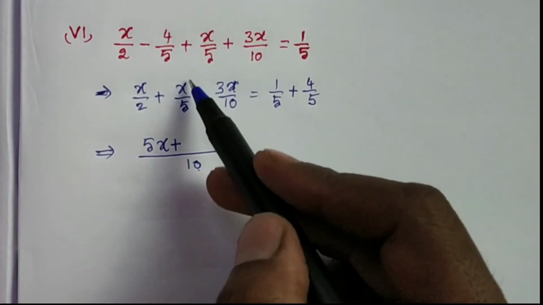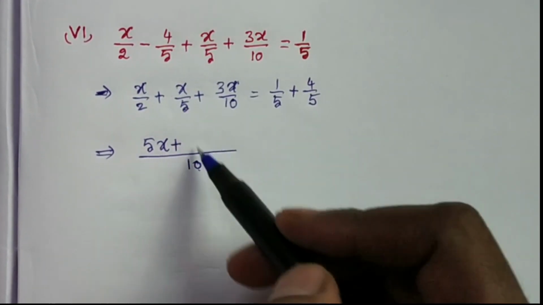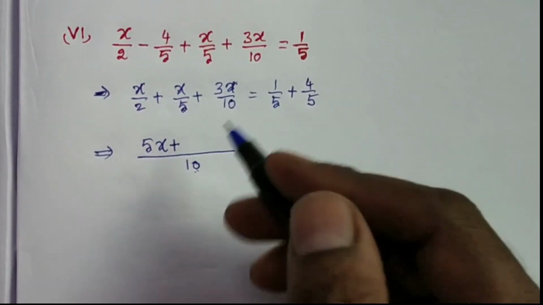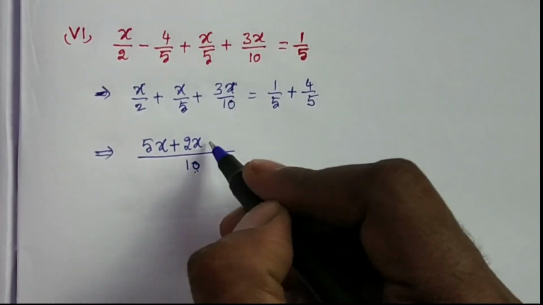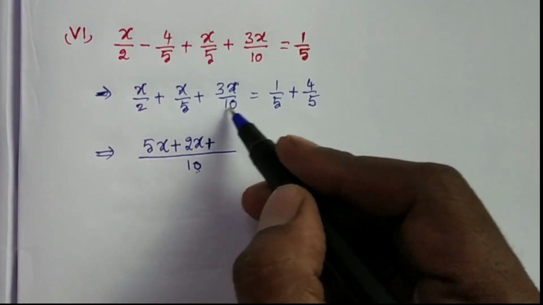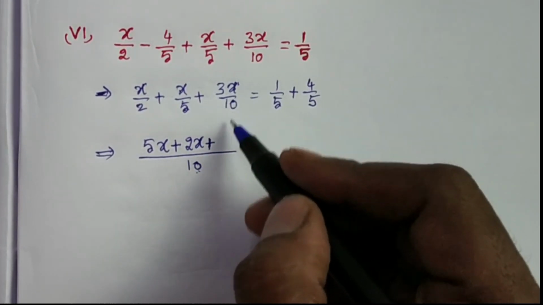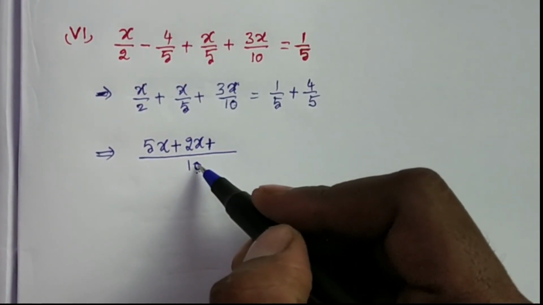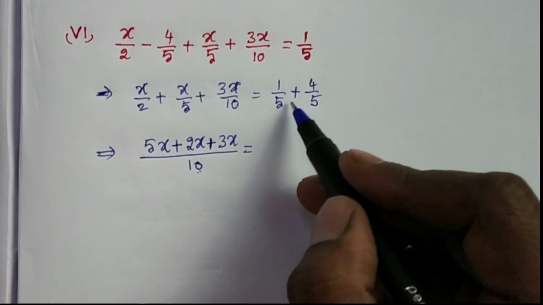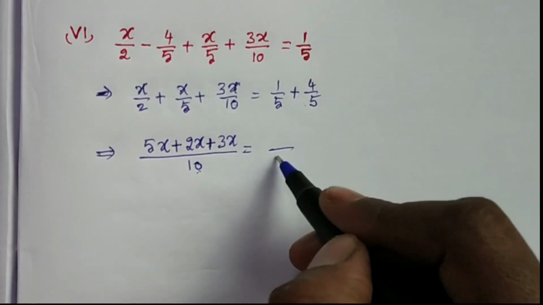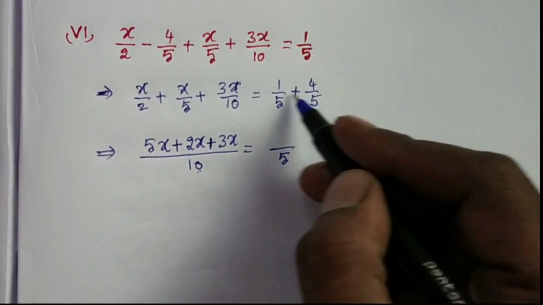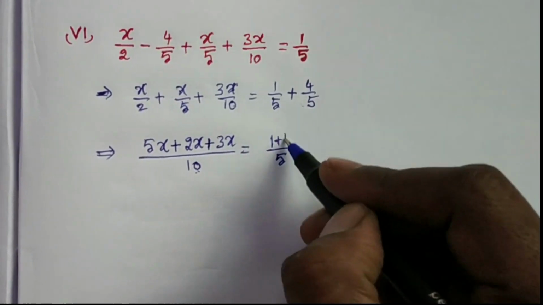plus, in the second fraction the denominator is 5. 5 in LCM 10, 2 times will cancel. 2 into the numerator x, 2x, plus the denominator of the third term is 10. 10 in LCM 10, 1 time will cancel. 1 into 3x, 3x, is equal to, here the denominator is the same, so the LCM is also the same. Then add the numerators. When the LCM is the same, that means 1 plus 4.